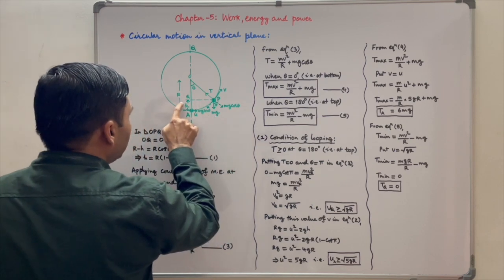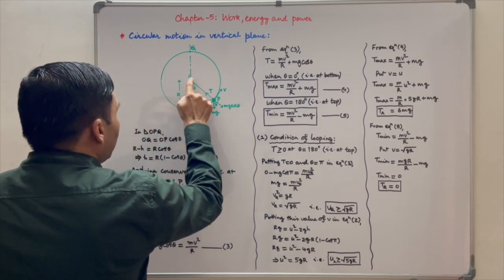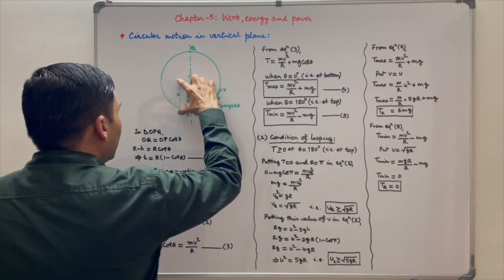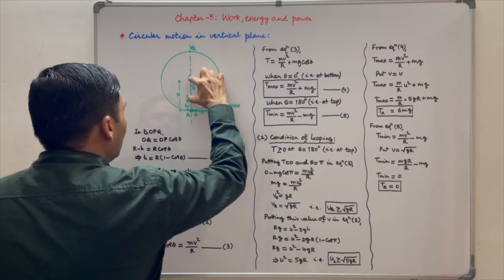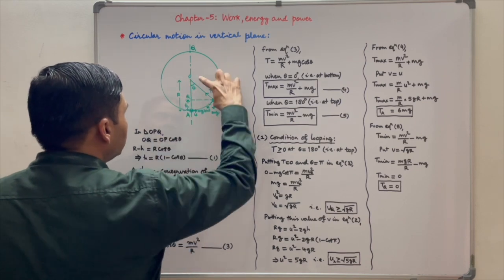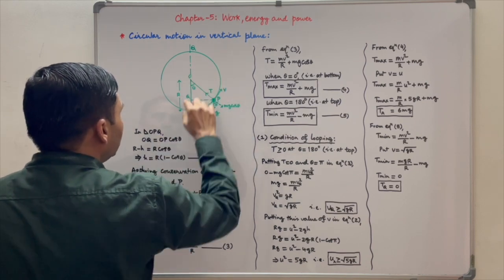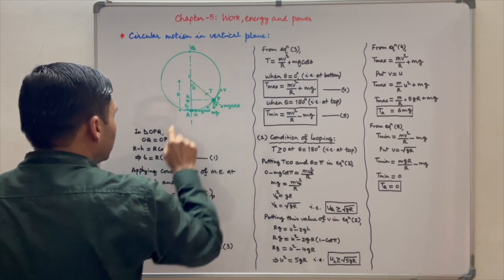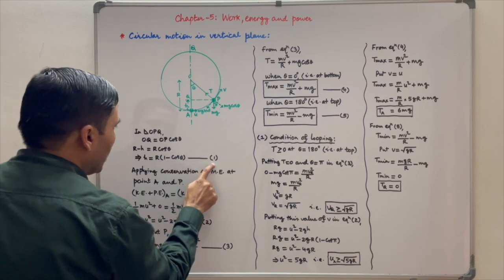First, we will calculate h. h is OA minus OQ. OA is r, length of the string or radius of the circular path. OQ can be calculated from this right angle triangle, and that is r cos theta. So h is equal to r minus r cos theta. This is equation number 1.